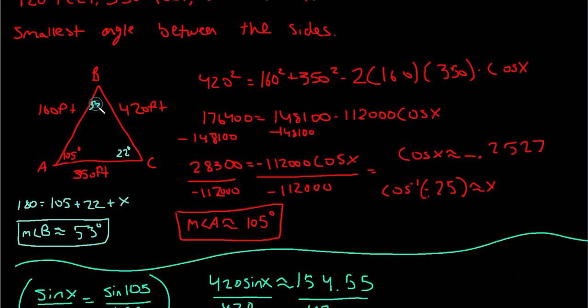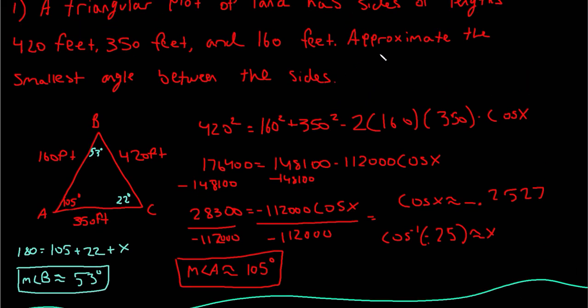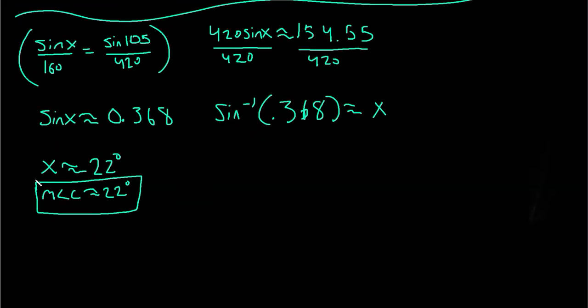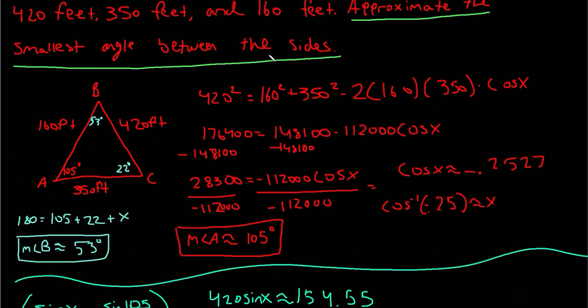We must remember the question, like always, is to approximate the smallest angle between the sides. So our smallest angle is angle C with a measure of 22 degrees, which we have here. The measure of angle C is our smallest angle, which is our answer. Measure of angle C is equal to 22 degrees.